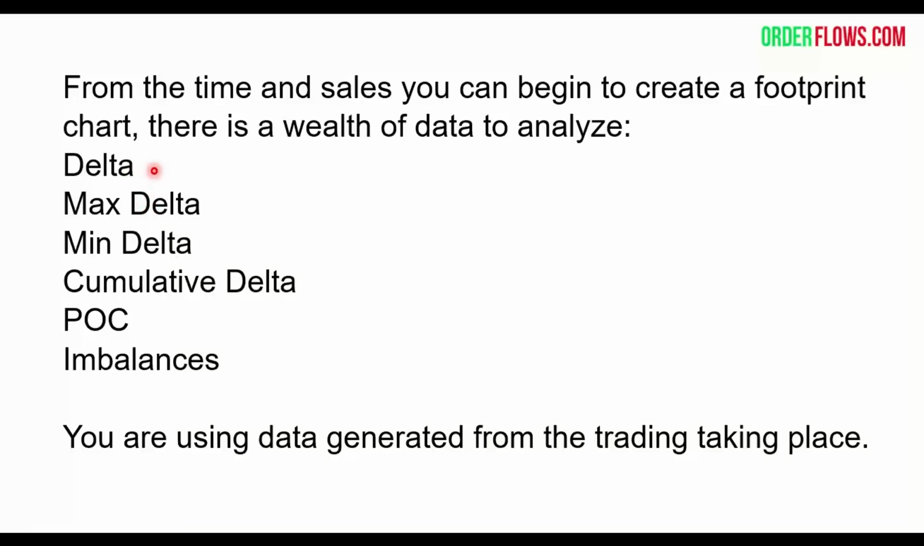That's the normal delta. Max delta is how strong aggressive buyers were in a bar. Min delta is how strong aggressive sellers were in a bar. Cumulative delta is, up to that point in time, are the aggressive buyers or are the aggressive sellers in control. Now, point of control is the price level in the bar that has the most volume.